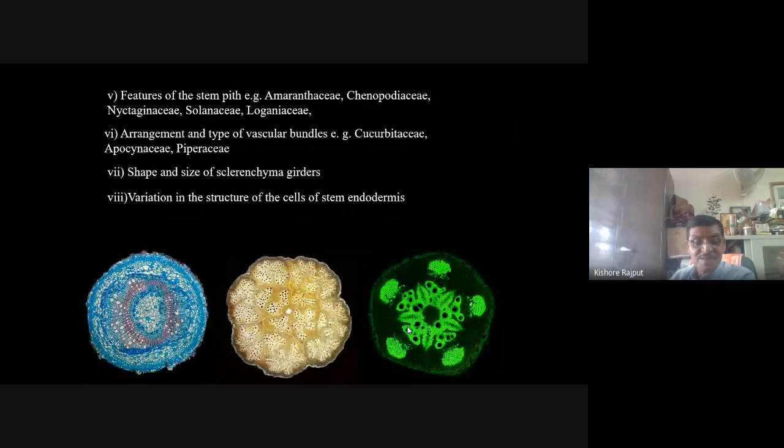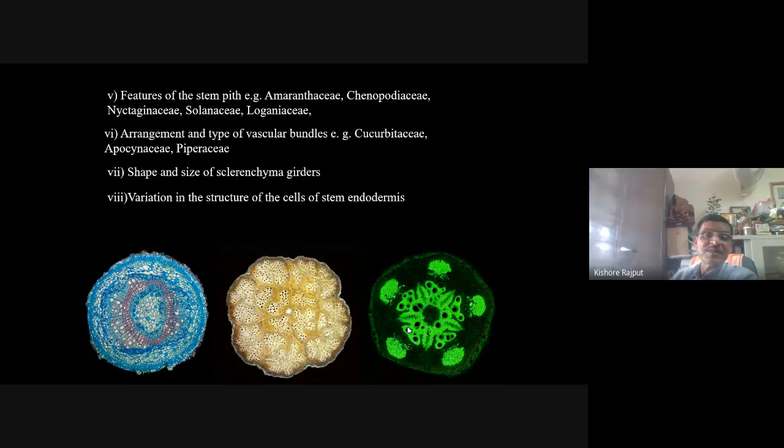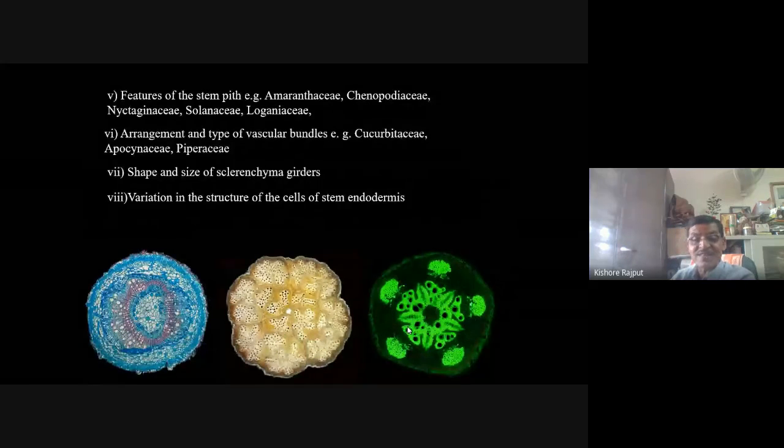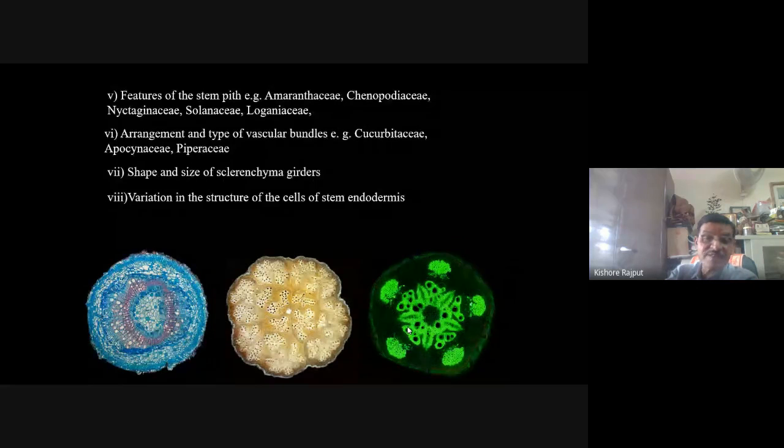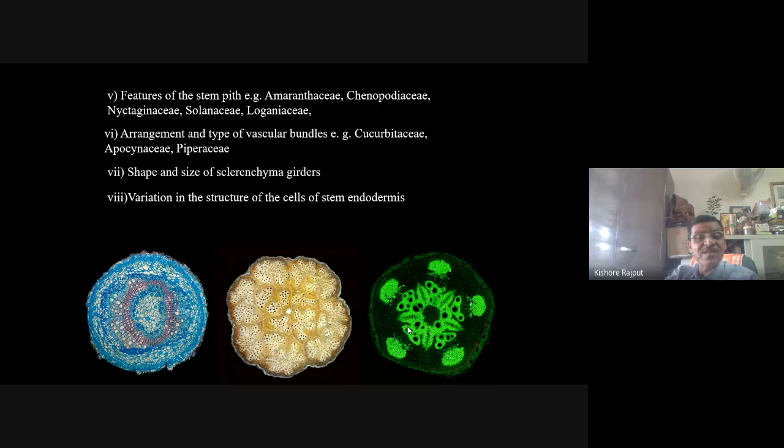Then the arrangement and type of vascular bundle, that is collateral or bicollateral. Then the shape and size of the sclerenchyma ridges, as in Cucurbitaceae in the last right side image, using a confocal laser scanning microscope. So this is how you can apply the technique: stained section, unstained macromorphology, and on the right side you can see that a fluorescence technique can be used in identification, and then variation in the structure of cells of the endodermis.